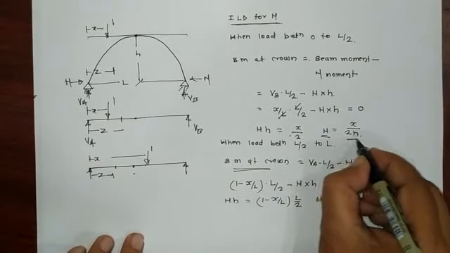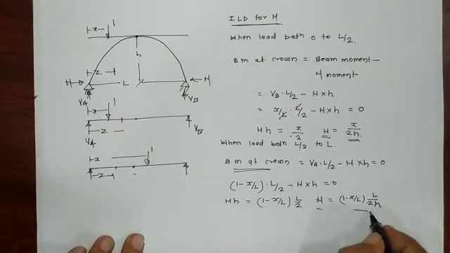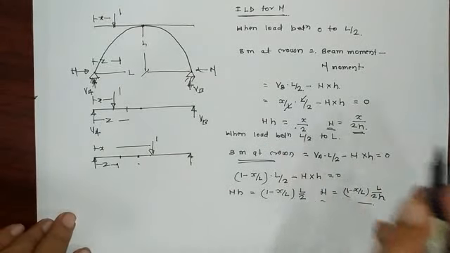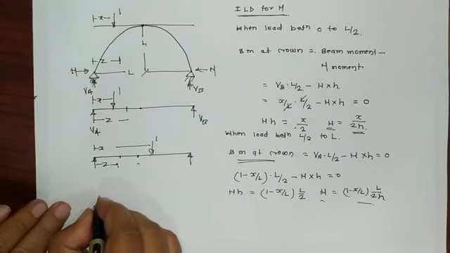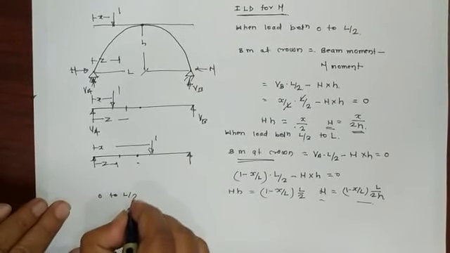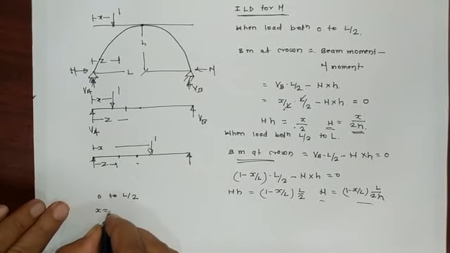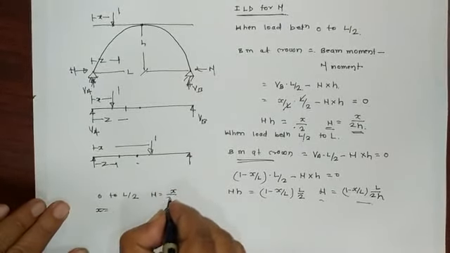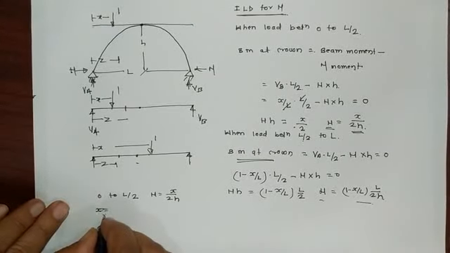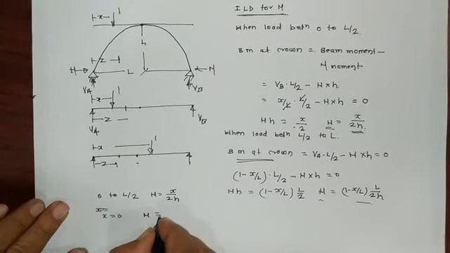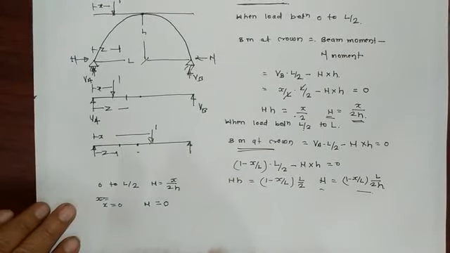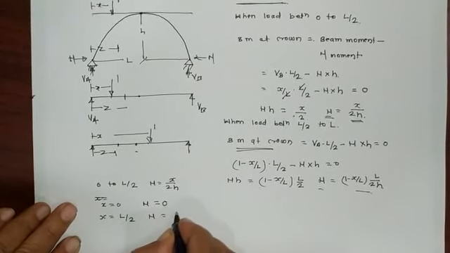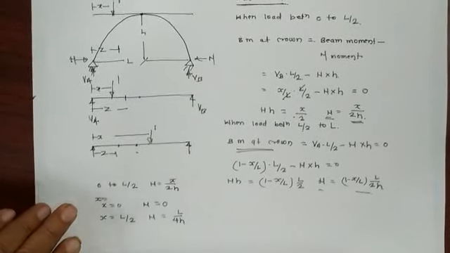So we got the value of H is equal to X by 2H for the first condition, when this load is between 0 to L by 2. Now put here the limit X is equal to 0, so H is equal to 0, and X is equal to L by 2, so H is equal to L by 4H.